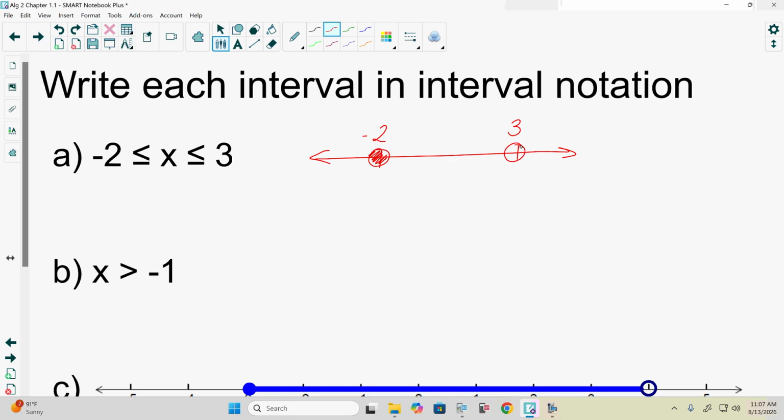Then we're going to look at 3. It also has that equal sign. So that means it's also included. So we shade it in. Questions so far? Now we need to shade the line itself, yes? Where are we shading? In between the two. X is in the middle, so we shade in the middle.